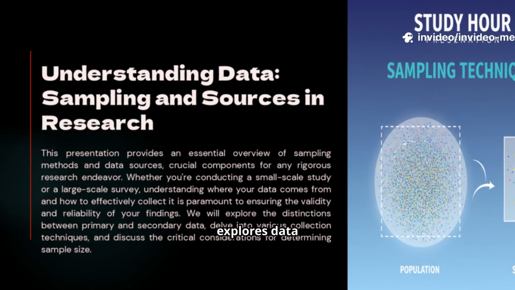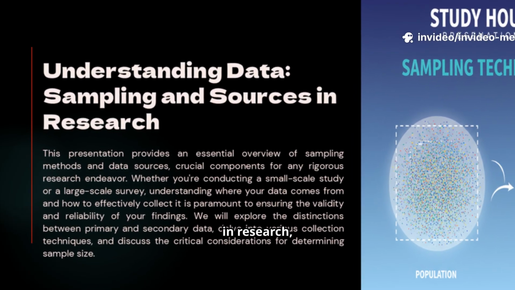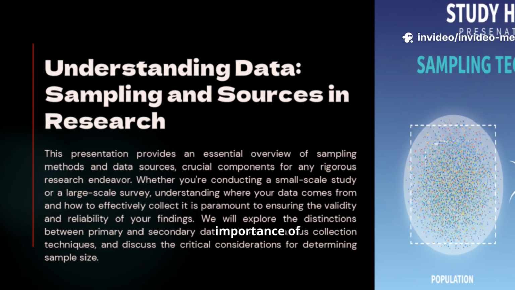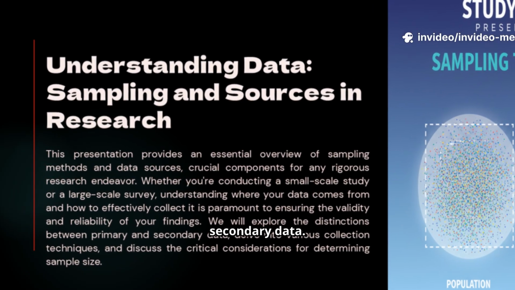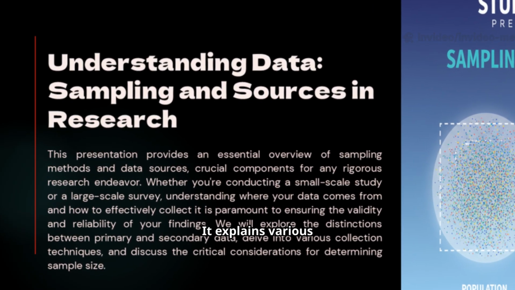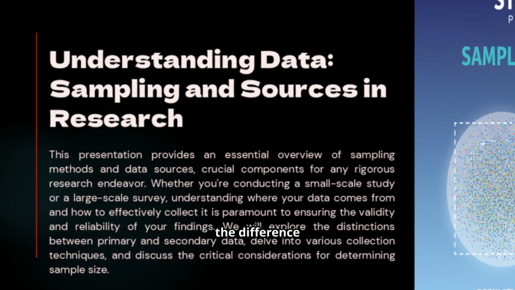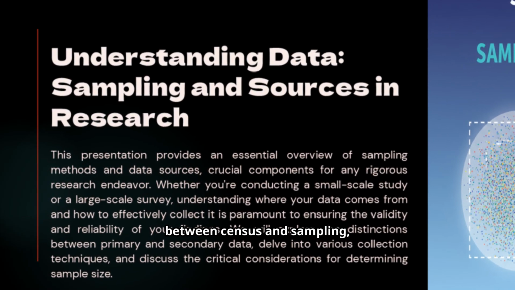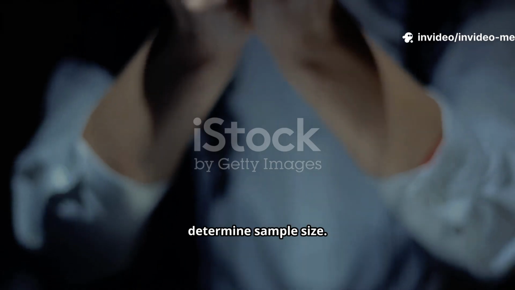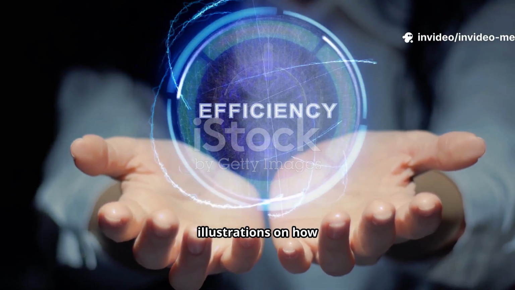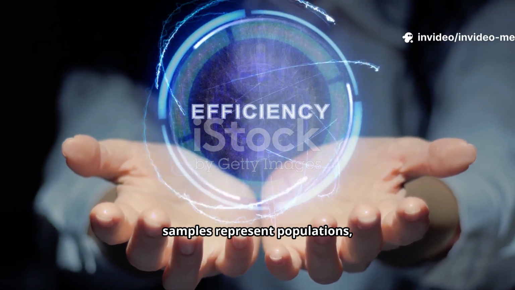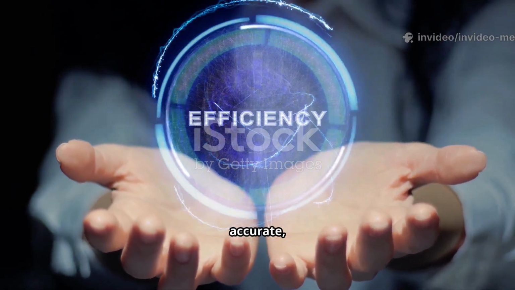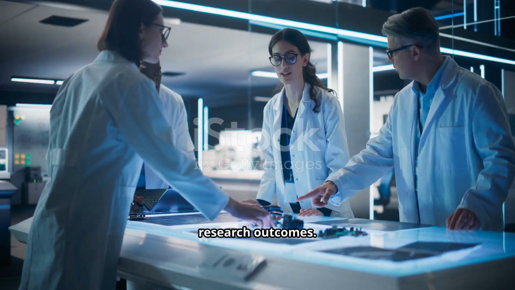This presentation explores data sampling and sources in research, highlighting the importance of choosing between primary and secondary data. It explains various collection techniques, the difference between census and sampling, and how to determine sample size. You can learn with visual illustrations on how samples represent populations, ensuring efficient, accurate, and meaningful research outcomes.